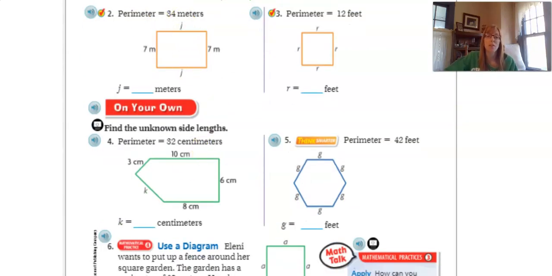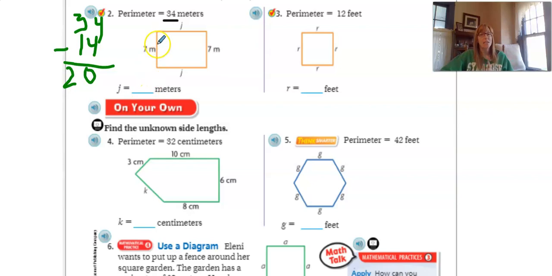We know that the perimeter of the whole shape is 34 meters. We have a rectangle here. We know this is 7 and this is 7, so we already know that we have 14 accounted for. We have to find out these right here. So we have 34 meters, and we need to take 34 and subtract the 14. 4 minus 4 is 0, and 3 minus 1 is 2.